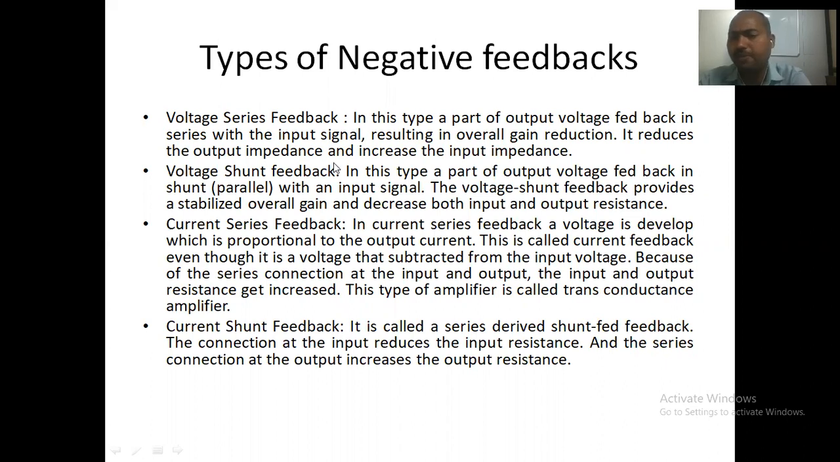Okay, and any public address system indicates a mic and an amplifier. It is also called a PA system, public address system.